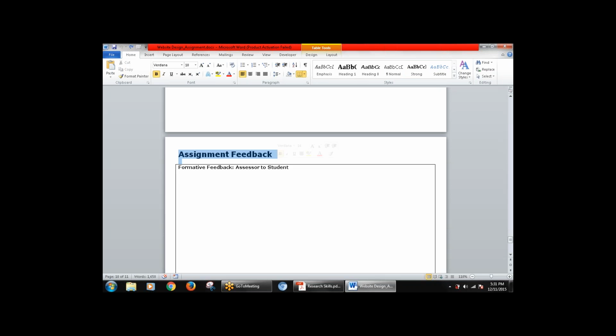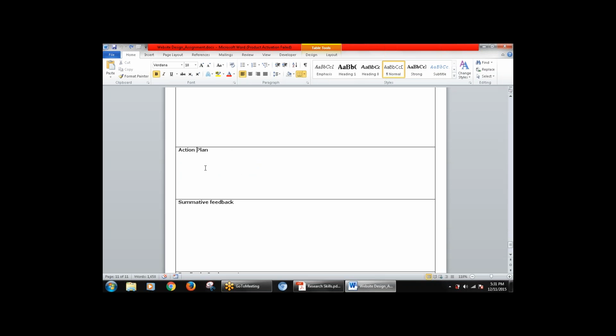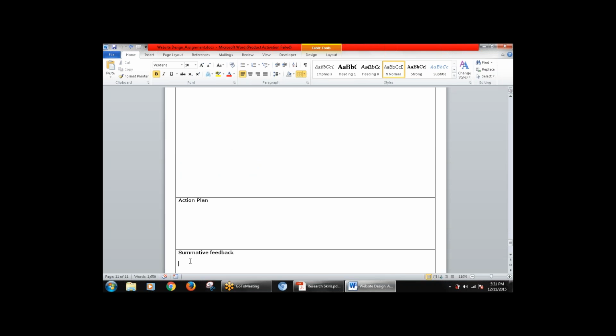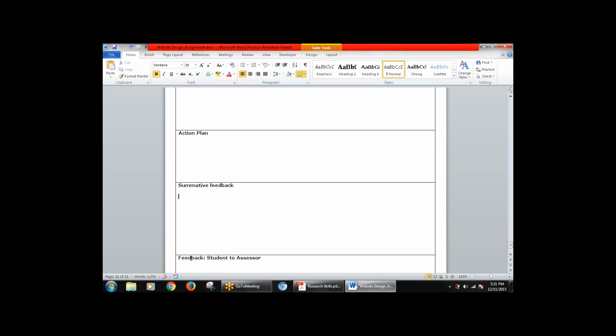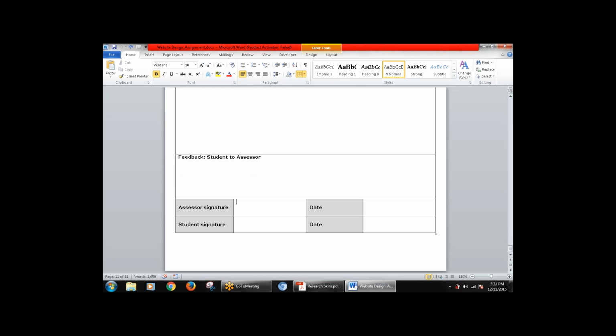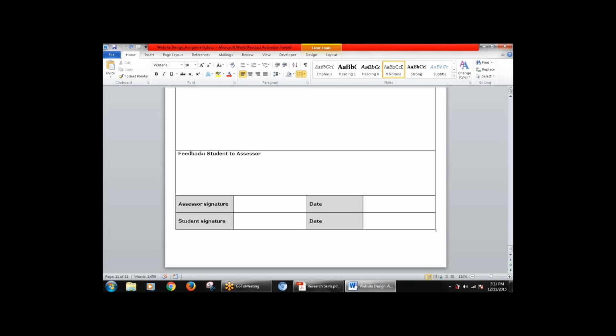This is the feedback. If I am going to give you feedback, that is formative feedback, from the assessor to the student. Then this is the action plan. If I am giving you feedback, whatever plan or improvement that you are taking, that is the action plan. Then there is a summative feedback, that is feedback given to the student also. Then this is the feedback from the student to the assessor. If there is any feedback from your side, you are also able to give the assignment feedback to the assessor. This is my signature, date, your signature, date, right? This is the website design assignment. You have to submit this assignment by 24th of December 2015.